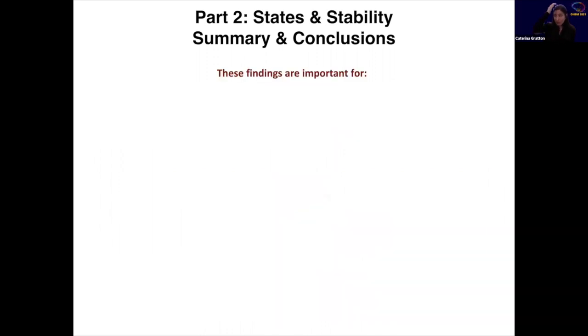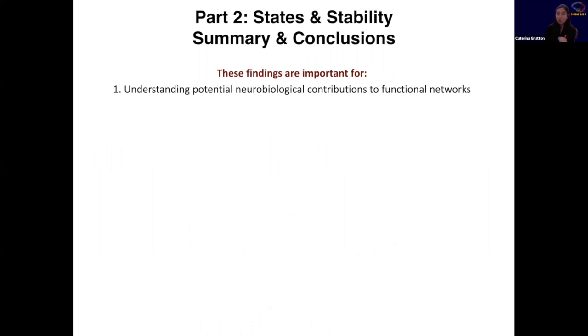Now, I want to close this part of the talk by leaving you with some thoughts about why I think these findings are important. First, because I think they suggest something about the potential neurobiological contributions to functional networks, suggesting that much of the signal that we measure in functional connectivity is driven by very slow or stable processes, rather than what we're currently thinking about at a given moment in time.